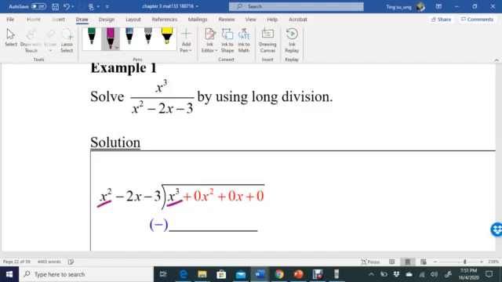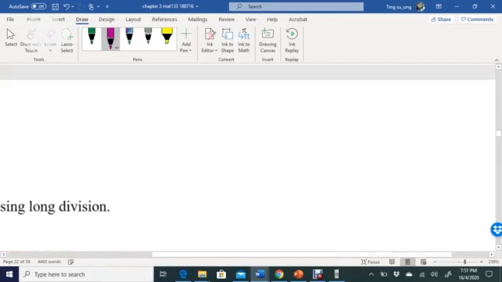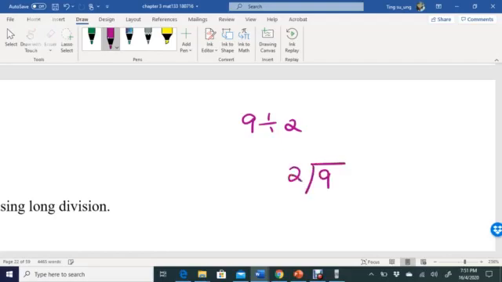Now before I solve this one, let me share with you a very simple thing. Let's say you have 9 divided by 2. How will you write? You will write 9 divided by 2, am I right? How you write is how you read as well. So 2, what will you need to multiply with? You'll multiply with 4. Why don't you multiply with 5 or 3 or 6, whatever it is? Because it's the nearest for you to eliminate. Yes, your concern here is to eliminate.